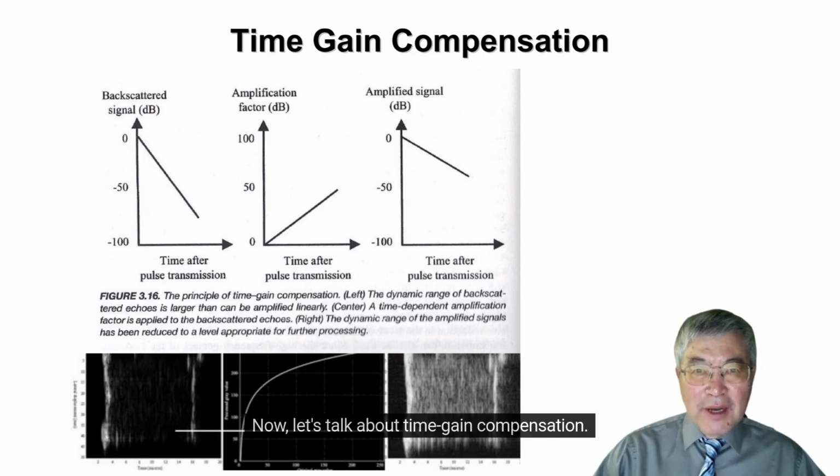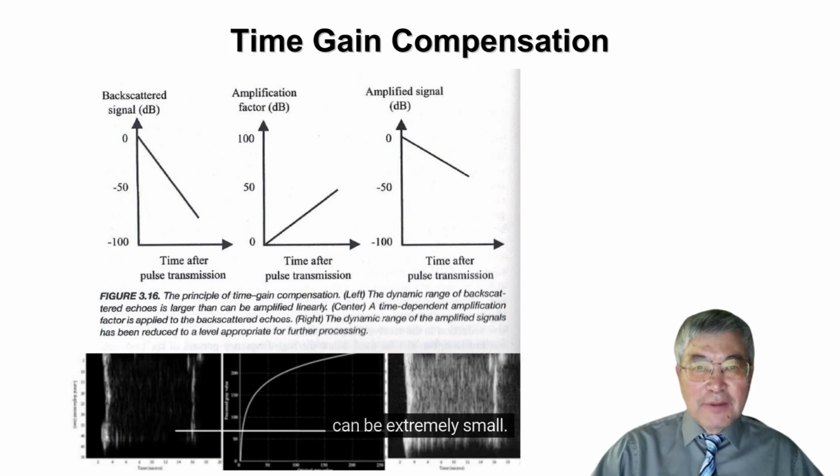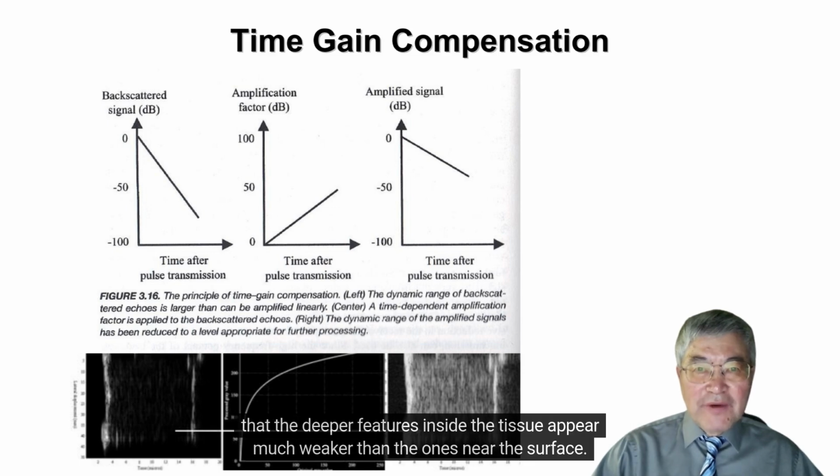Now let's talk about time gain compensation. When we deal with very high-frequency ultrasound signals in the megahertz range, the signal amplitude can be extremely small. If we simply record the raw signal amplitude or intensity as it is, without doing any correction, you'll find that the deeper features inside the tissue appear much weaker than the ones near the surface.